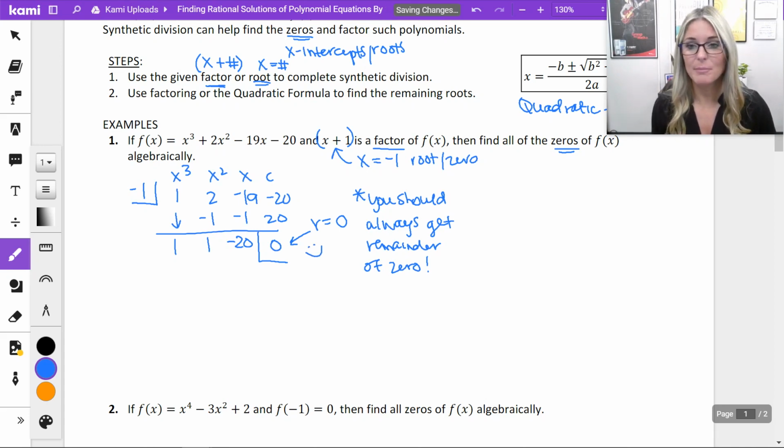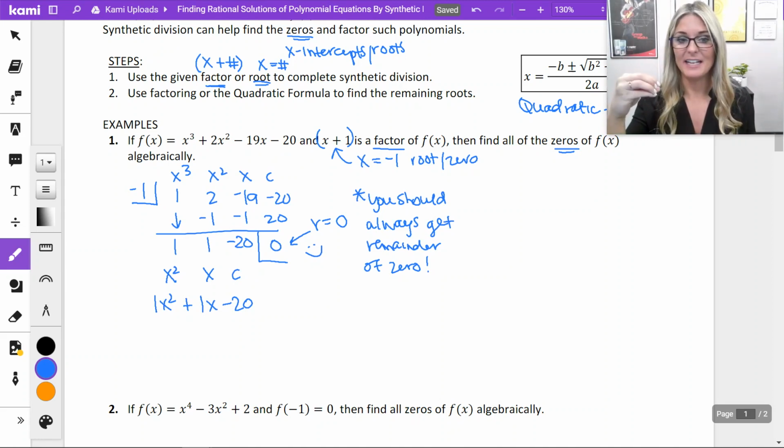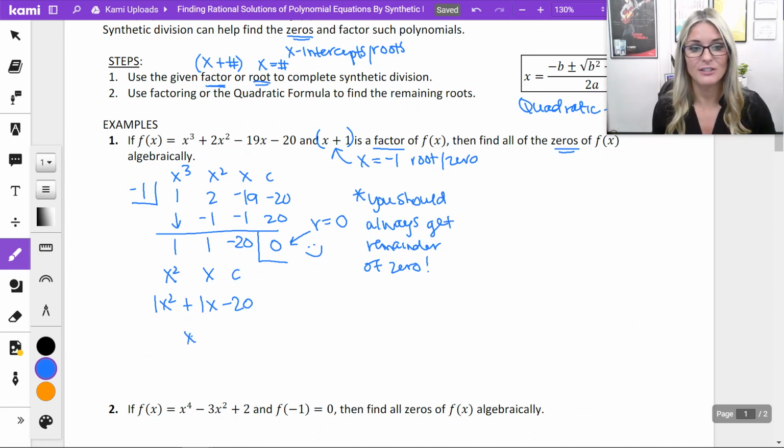All right, our remaining polynomial, our quotient here, is always 1 degree less. So we have x squared, x, and our constant. We have a 1x squared plus 1x minus 20 as our remaining polynomial. So we've already peeled away a layer using this synthetic division. So now let's factor.